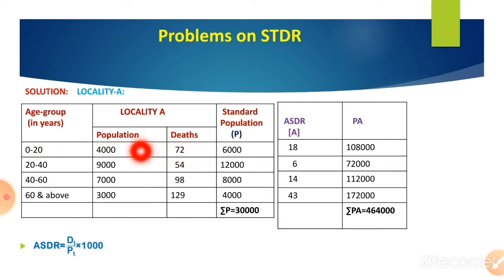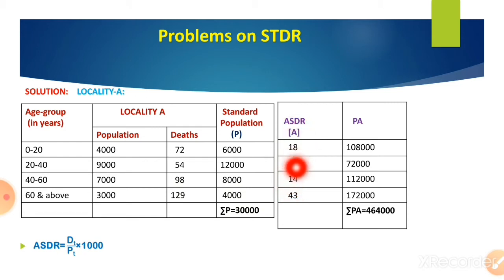72 divided by 4000 into 1000 is 18. Next, ASDR for the age group 20 to 40 is 54 divided by 9000 into 1000, which is equal to 6. Next, ASDR for the age group 40 to 60 is 98 divided by 7000 into 1000, which is equal to 14. Next, ASDR for the age group 60 and above is 129 divided by 3000 into 1000, which is 43. So these are the ASDR values.